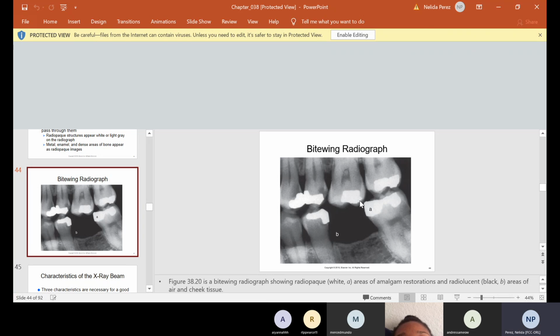Do you see that? Those are your amalgam restorations. And then your black areas are your air and cheek. So black over here, in here, and in here.